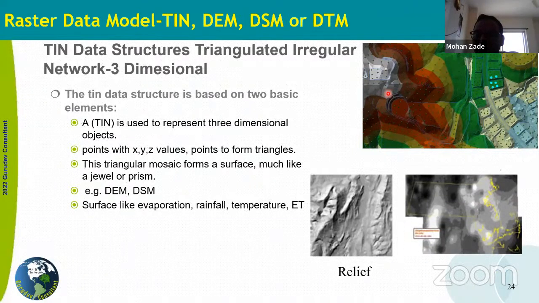If you see the relief here, the higher the value, the more brightness. So here the evapotranspiration is more, and in the dark spot, the evapotranspiration is less. So the brighter the value, the higher the value. The darker the pixel, the lower the value.